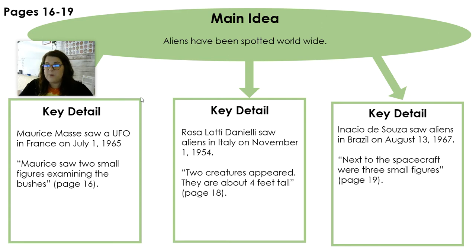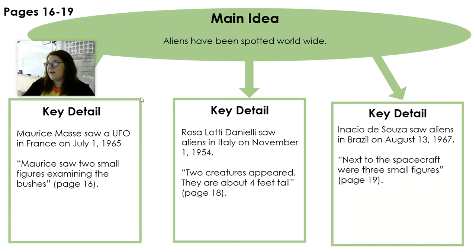The first example was that Maurice Massey saw a UFO in France on July 1st, 1965, specific from the text. Then I found a quote to go with it. Maurice saw two small figures examining the bushes, and that was on page 16. So that's a direct quote talking about the aliens that this guy saw. Our second key detail, Rosa Lotti Dinelli saw aliens in Italy on November 1st, 1954. Quote from the text, two creatures appeared. They are about 4 feet tall. That was page 18. And then finally, our third key detail, Inácio de Souza saw aliens in Brazil on August 13th, 1967. Quote, next to the spacecraft were three small figures, page 19.